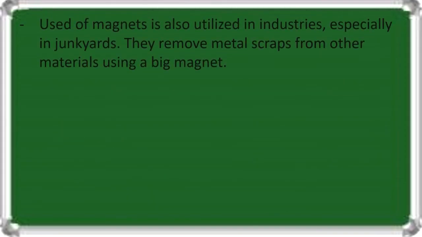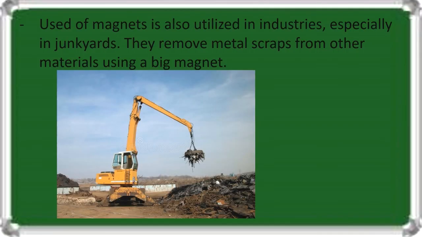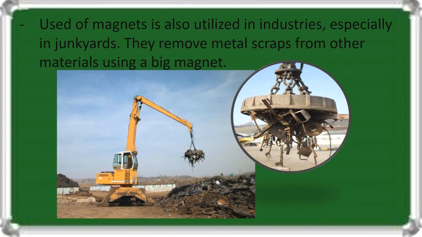So, use of magnets is also utilized in industries, especially in junkyards. They remove metal scraps from other materials using a big magnet. So, sa mga malalaking junk shop or junkyards, nasa-separate nila yung mga metal sa iba pang mga basura sa pamamagitan ng paggamit ng malalaking magnet. Yan. Sa ganang paraan, madali nilang makuha yung mga metals mula sa mga basurang hindi na pwedeng gamitin.